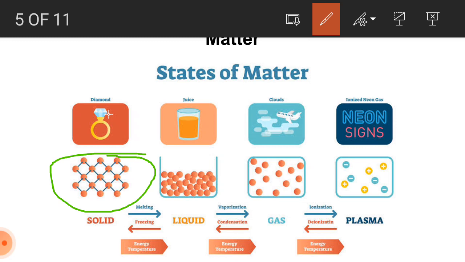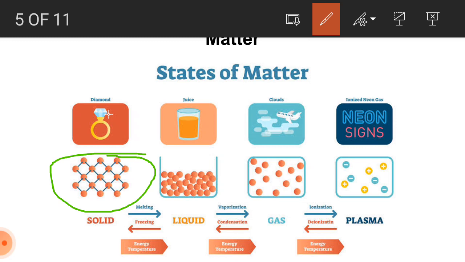Here the molecules have little liberty to move around. For example, if you take some kind of liquid in a cup, that liquid will take up the shape of that particular cup. So the molecules are moving around, but they are not crossing that particular boundary.